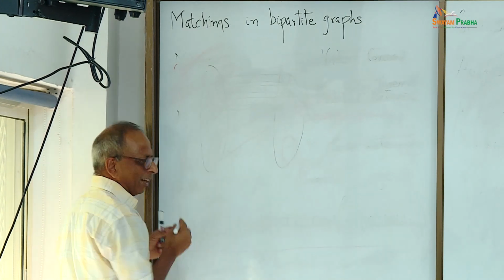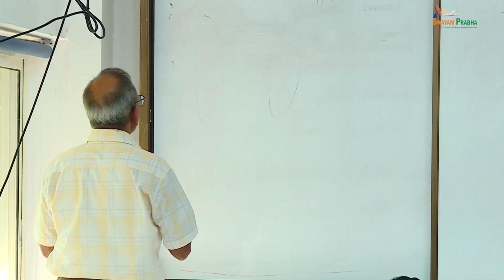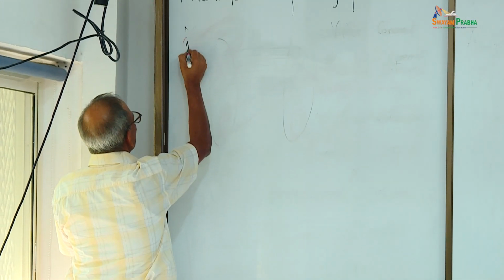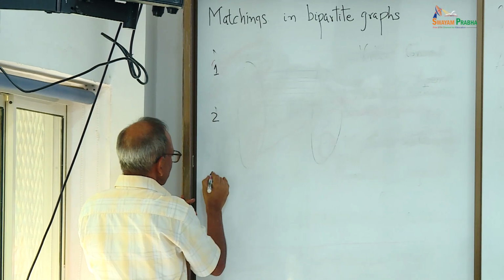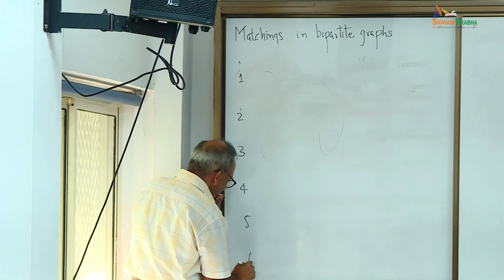So we have how many groups? Numbers? 6. Yeah. So 1, 2, 3, 4, 5, 6.